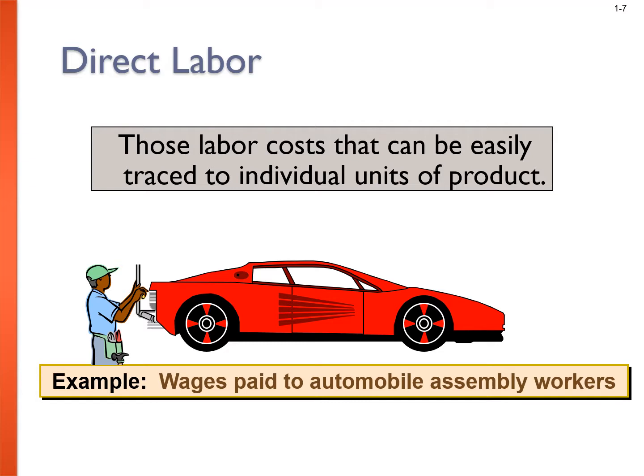Direct labor, the cost that can be easily traced to an individual unit of product. I gave you the example before of the time a person spent in making that water bottle. Wages paid to the auto assembly worker making the car. It can be directly traced and pretty easily.